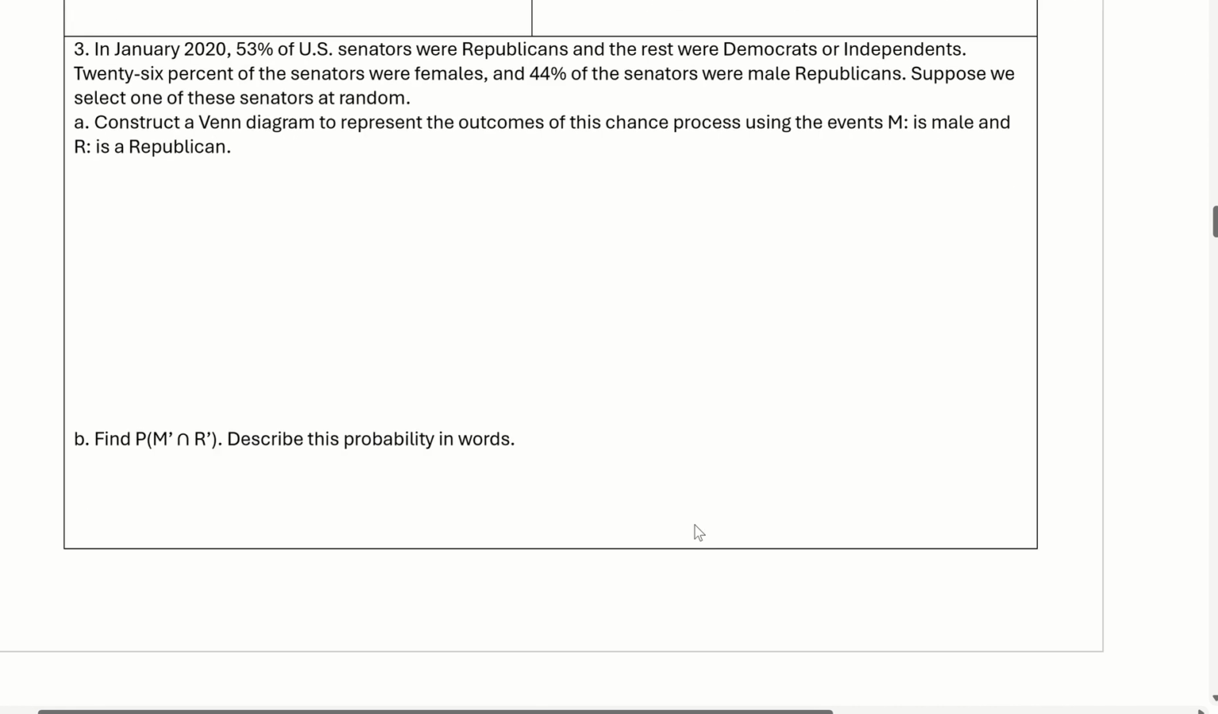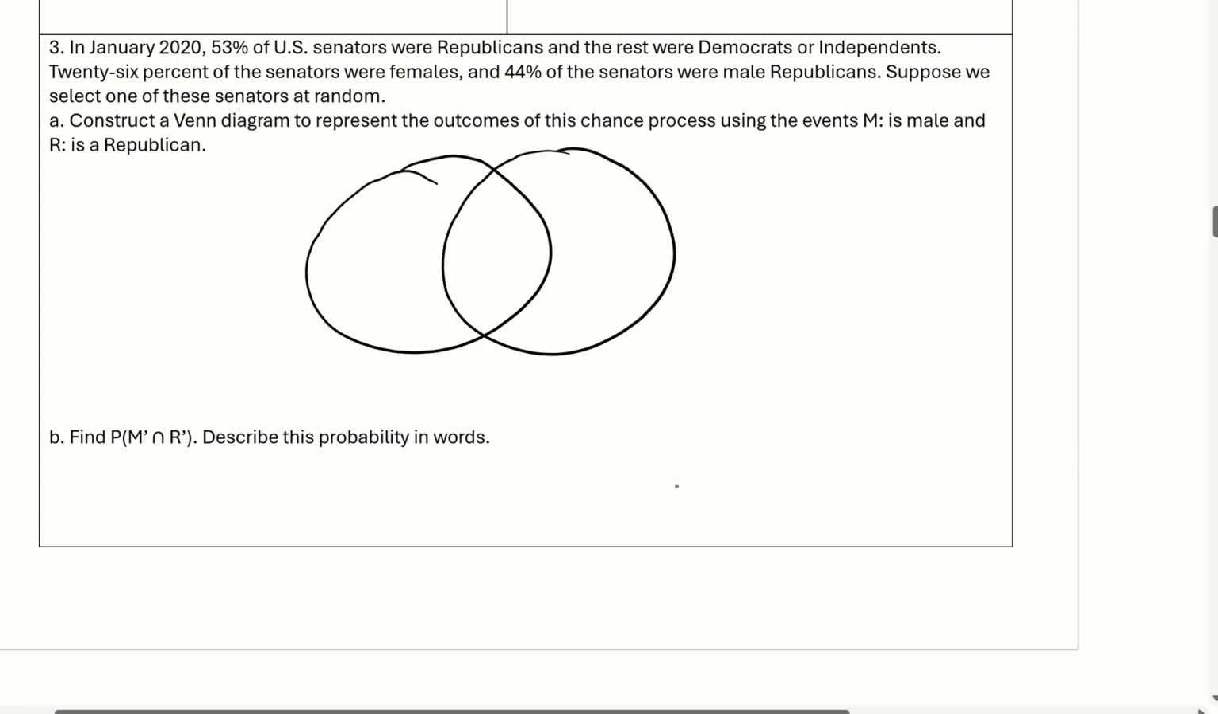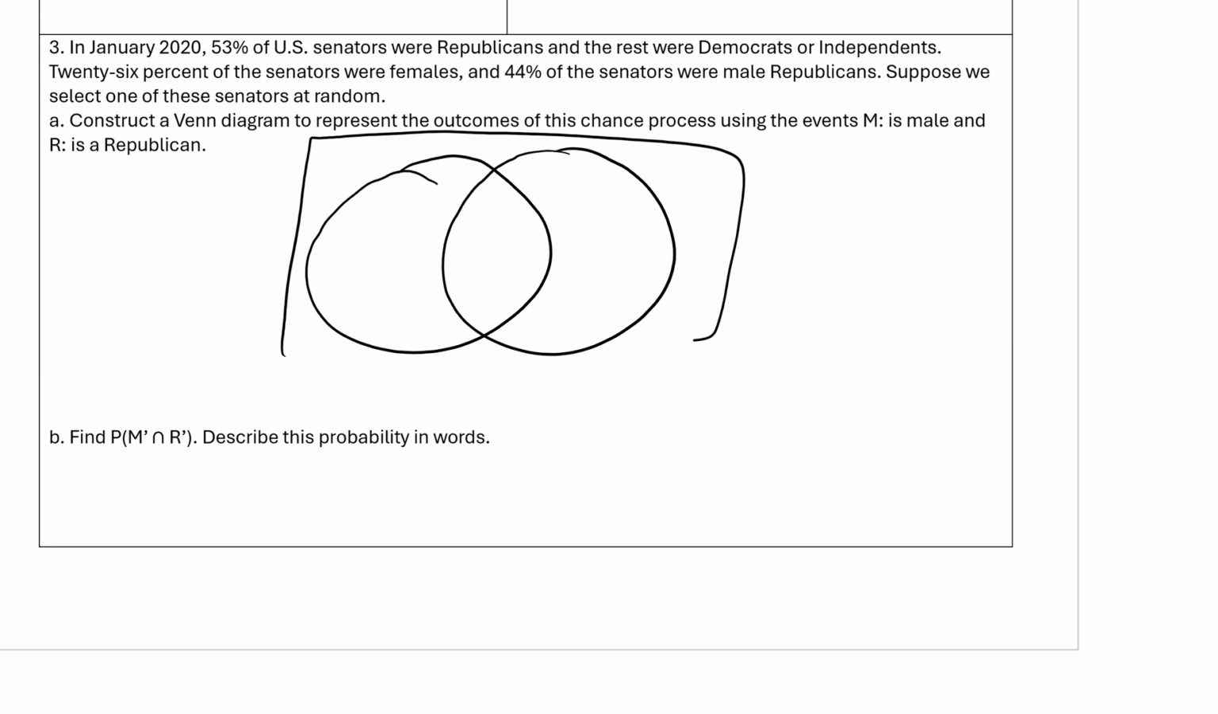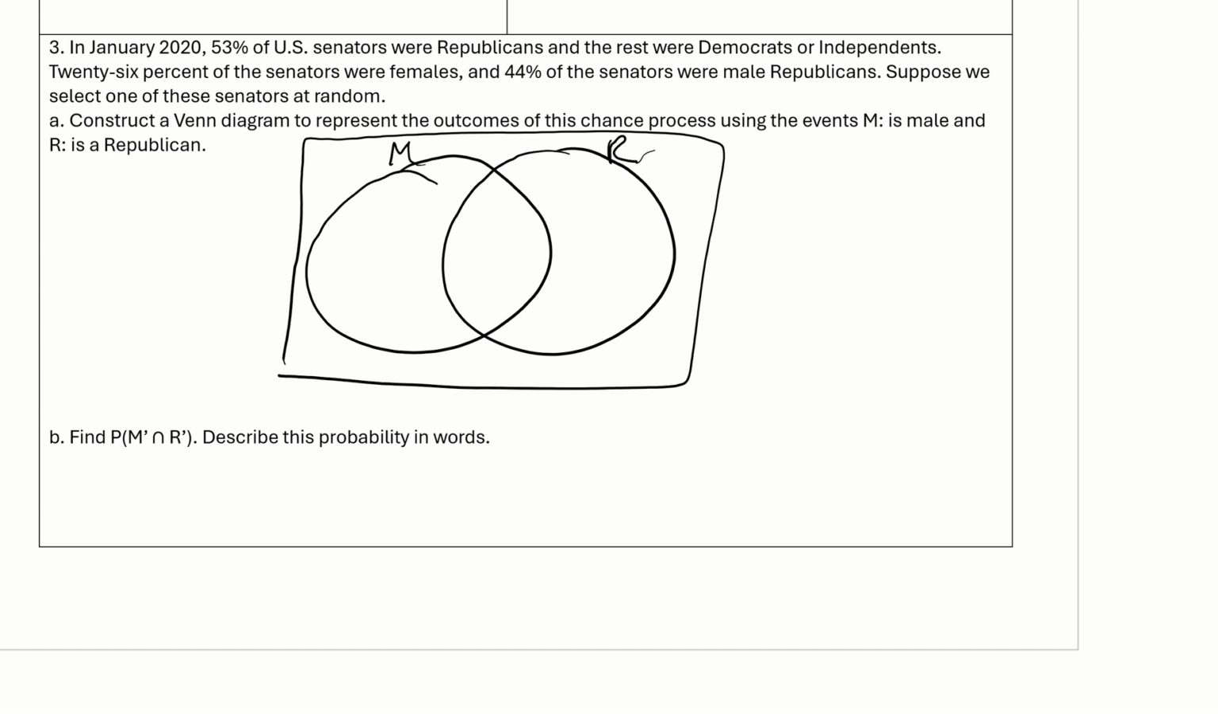All right, number 3, January 2020, 53% of U.S. senators. So this is the senator Republican example, or the male Republicans. So say this is male, and then this is going to be Republican. So 53% were Republicans. And then it says how many were male? It says 43% of the senators were male Republicans. So that's going to be right here. 44% were both.